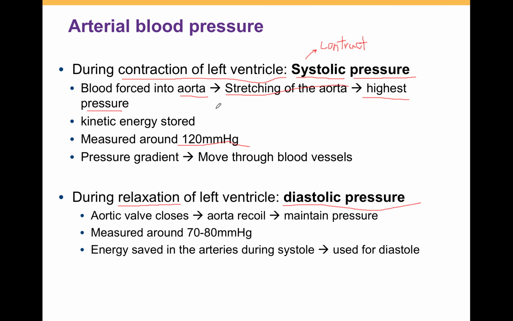Remember, elastic tissue is known for its recoiling ability. So as the ventricle starts to relax, the aorta starts to recoil, and that gives it the ability to maintain pressure. Now, again, because the contraction is not there anymore, the pressure will not be as strong as 120, but it's still significant enough, ranging between 70 to 80 millimeters of mercury. This is again energy that is stored from the systolic process, or the process called systole, which is basically contraction of the heart.